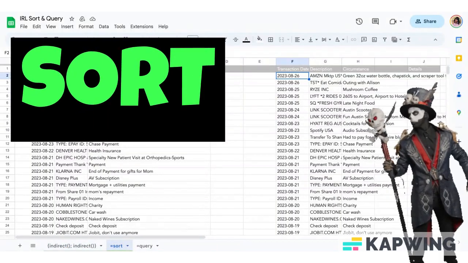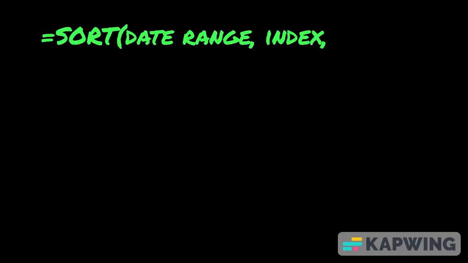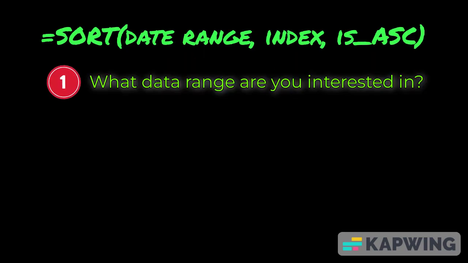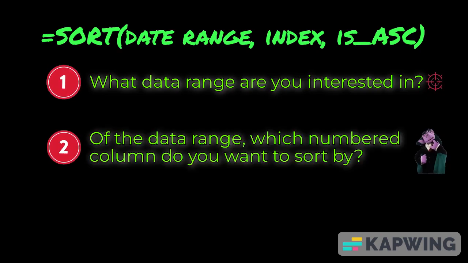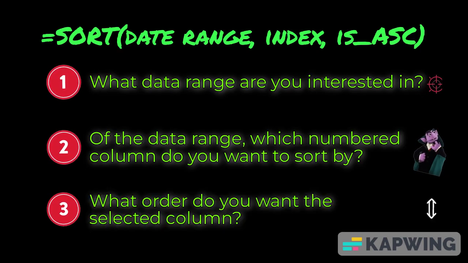So sort, what does that do? Essentially, this function sorts your data, just like it says. This function takes 3 different parameters. First, it takes the data range that you are interested in. 2, it takes the index of the column that you want to sort by. And 3, is it ascending, true or false?